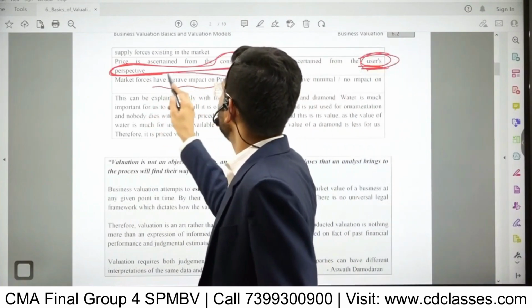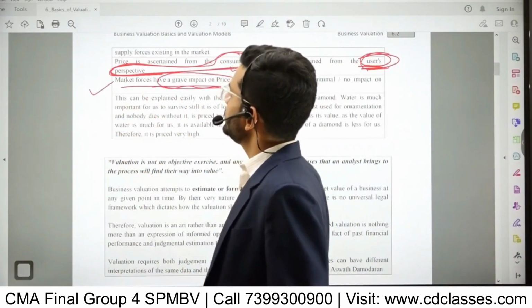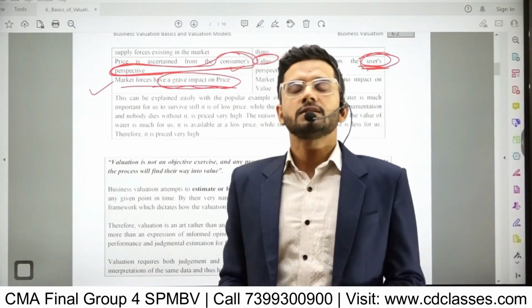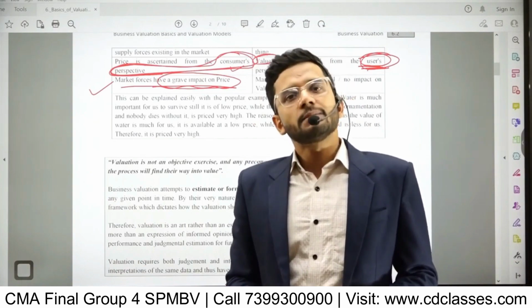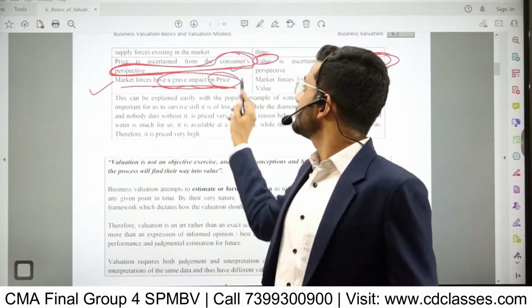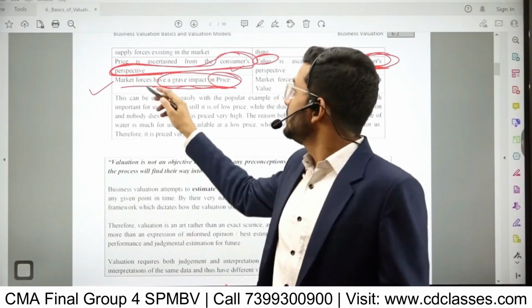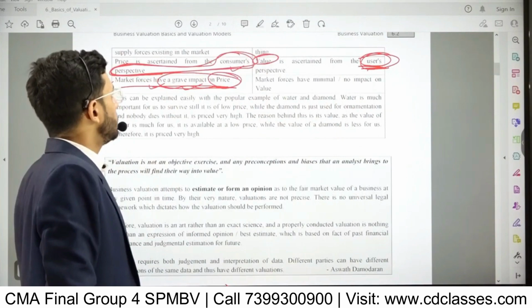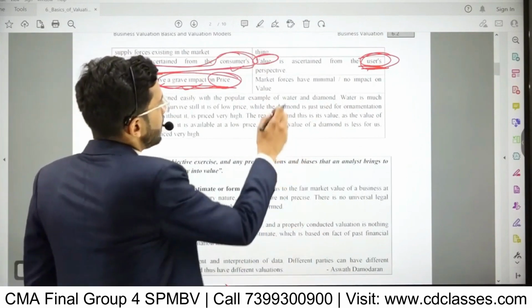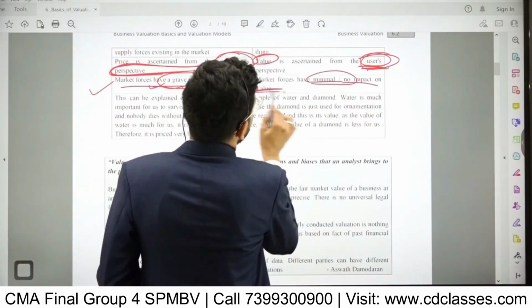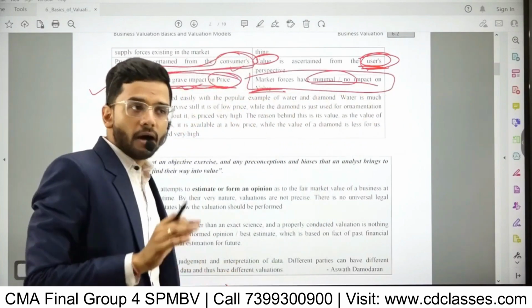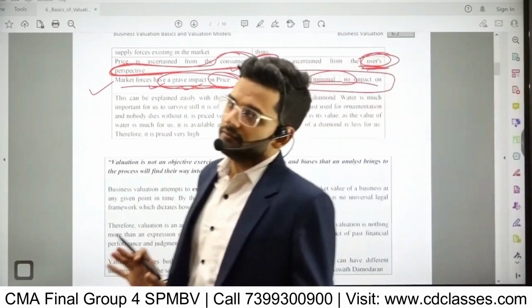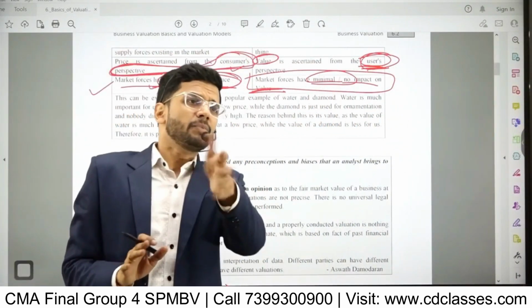Market forces have a grave impact on price. Now this is an important concept, guys: whatever the market forces are, whatever demand and supply forces are there, those forces will determine the price. Market forces will have a great impact on the price. So the market will determine what the price of a particular good or commodity is. Market forces have minimal or no impact on value. When valuation is done, market forces don't have any say in it, because valuation is not pressurized by demand and supply.